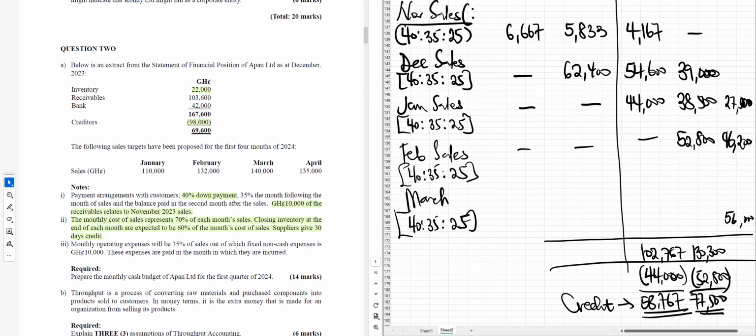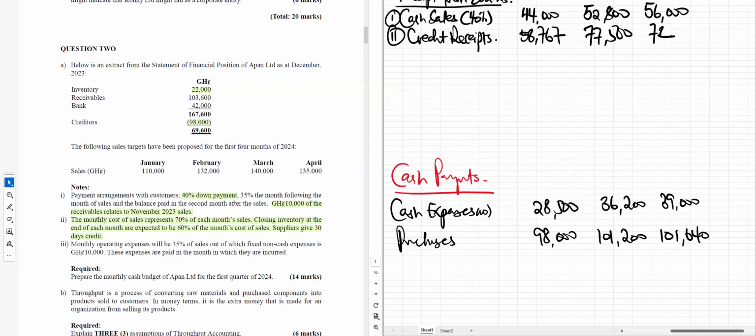So we add March. 27,500 plus 46,200 plus that 56,000 we already have. That's 129,700. 129,700 minus the 56,000 that's already there. That's 73,700. So this becomes like our total cash receipts minus our total cash payment.